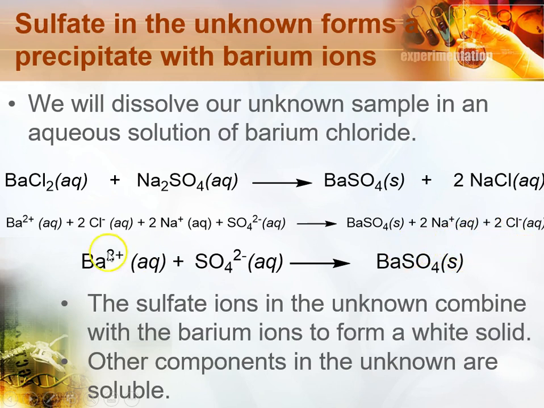So if we cross out the common ions on each side, the chloride and the sodium ions, then we see that the barium ions that we add will react with the sulfate ions in our unknown to form a solid barium sulfate precipitate. Here we can use molar relationships, and we can see we've got a 1-to-1 mole relationship. For every 1 mole of sulfate present in our unknown, we will form 1 mole of barium sulfate. So knowing how much barium sulfate we form will help us figure out how much sulfate was originally present in our unknown.